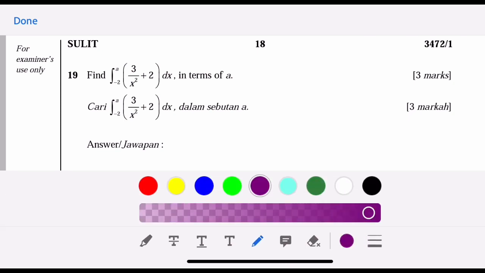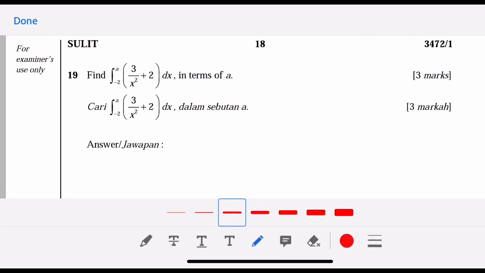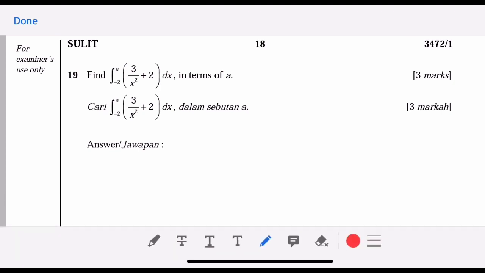I just received your message. Okay, you informed me, reminded me that I missed out one question, right? For question 19. So sorry. So I'm going to redo it, and let's do it together right now.